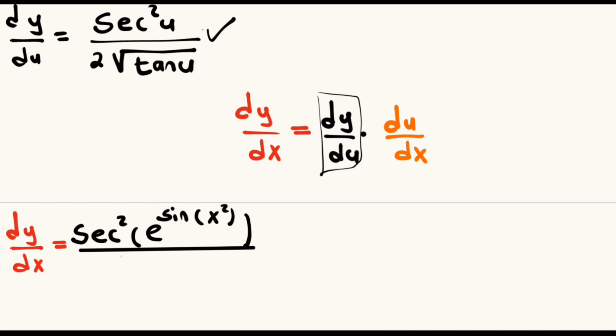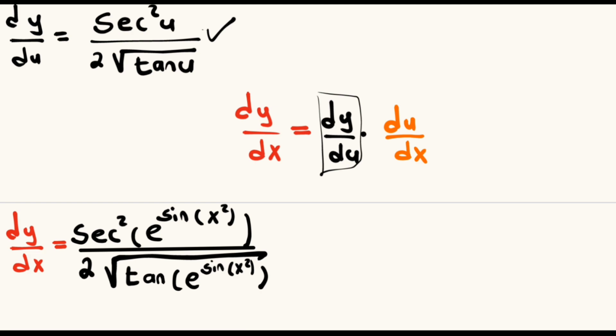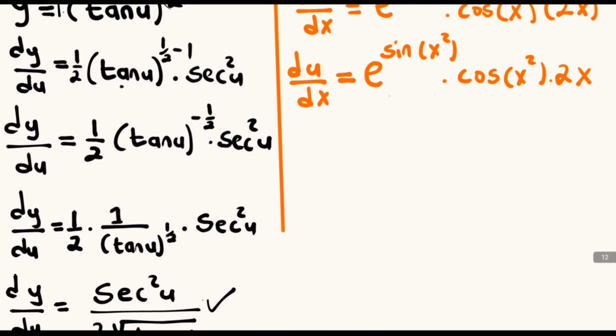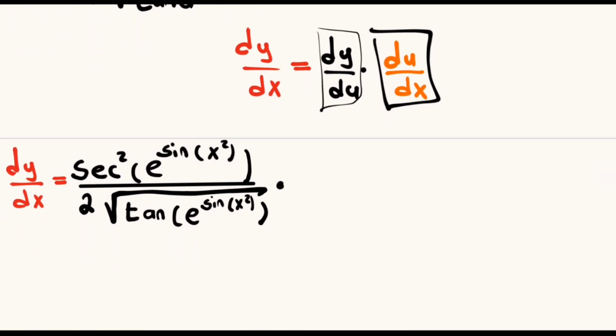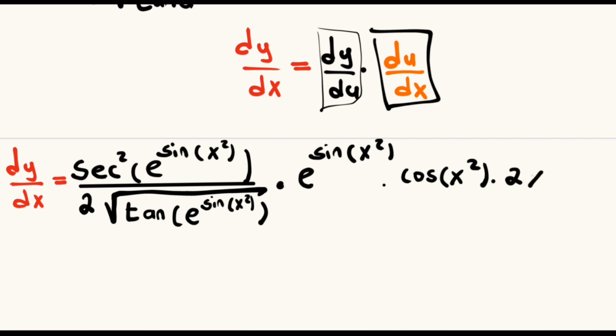This will be divided by the 2 times the square root of tan u, but in the place of tan u we substitute e raised to the power sine of x squared, and our du over dx we determined as e raised to the power sine of x squared multiplied by cos of x squared multiplied by the 2x.